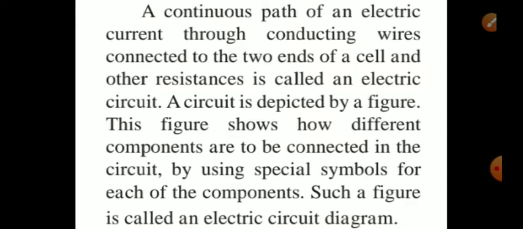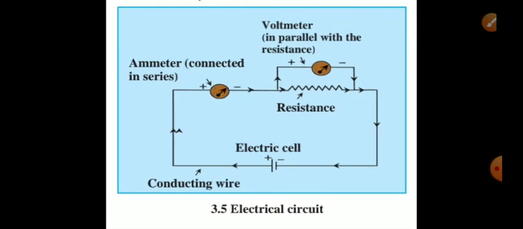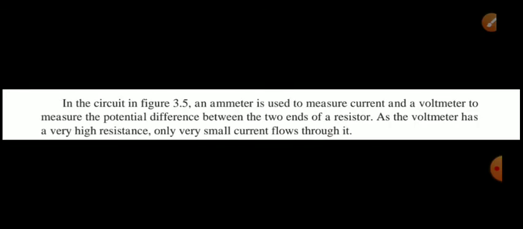A circuit is depicted by a figure. This figure shows how different components are to be connected in the circuit. By using special symbols for each of the components, such a figure is called an electric circuit diagram. You can see in diagram 3.5, in the circuit in the figure 3.5, an ammeter is used to measure current and a voltmeter to measure the potential difference between the two ends of the resistor. As the voltmeter has very high resistance, only very small current flows through it.